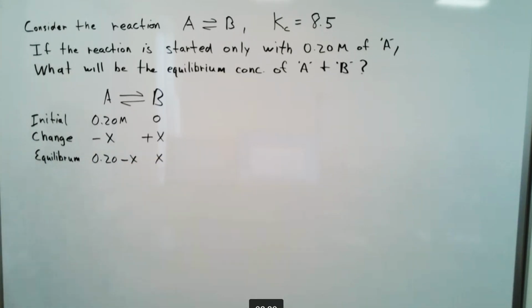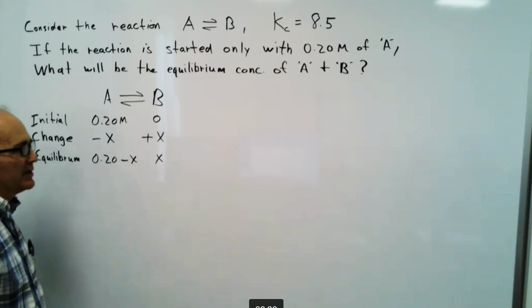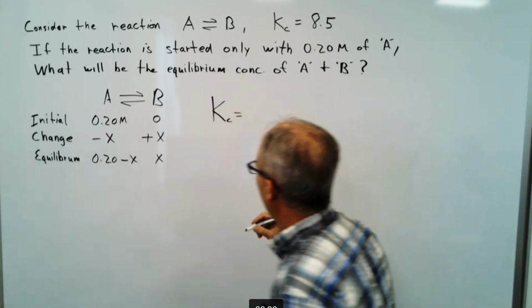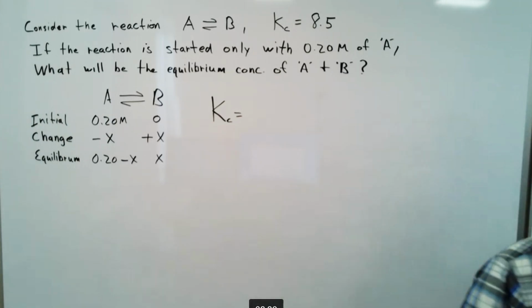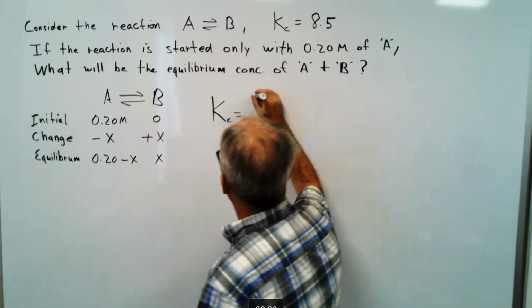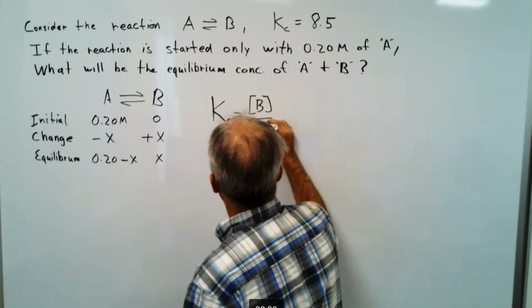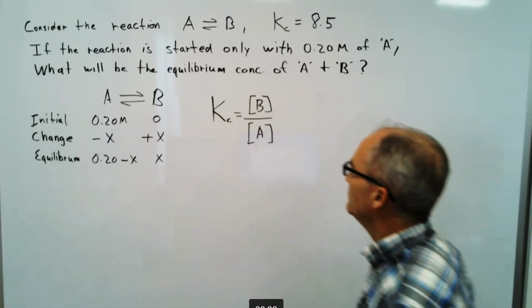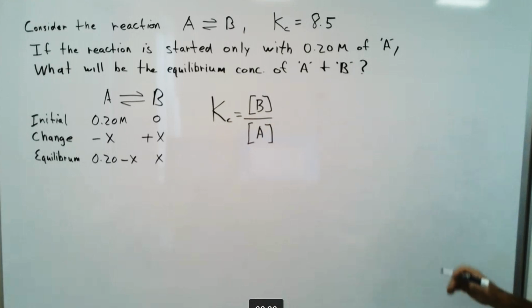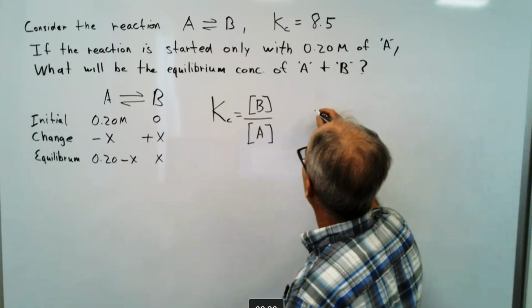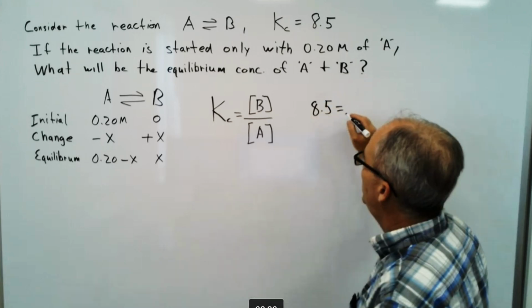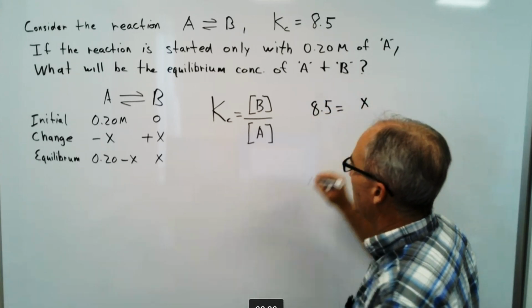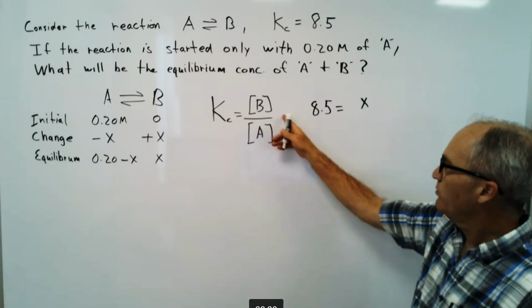So now what we need is the equilibrium expression, and what's that look like? What goes on top? Close, but not close enough. B, yeah, it's products over reactants. Brackets typically denote molarity. All right, so far so good. Now we can plug in our values. K sub C equals 8.5. B equals, we take the bottom row of our ICE table and plug it in.